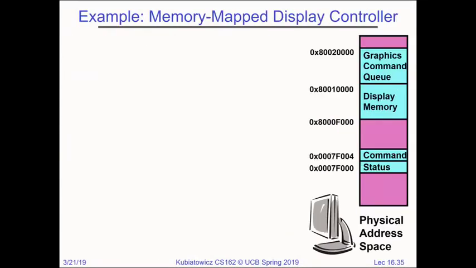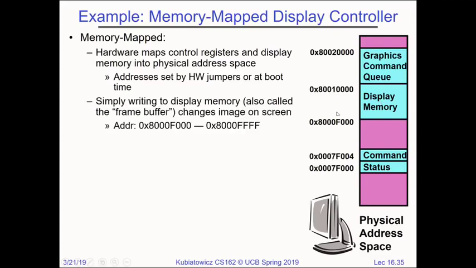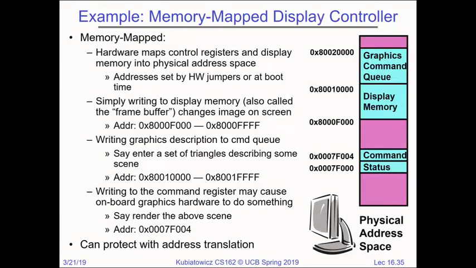So what that really means is here's a set of physical addresses that do stuff. If I write up here, I might put commands to draw in the display, or if I write here, I might just put dots on the display. Everybody with me on memory map? The idea is when I read and write memory, I'm causing commands to happen. Very simple.